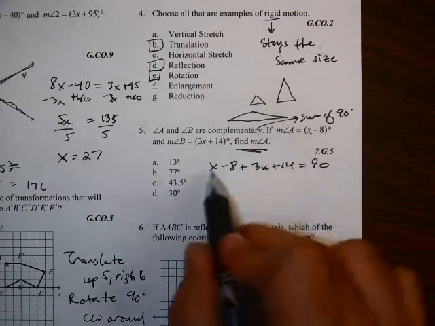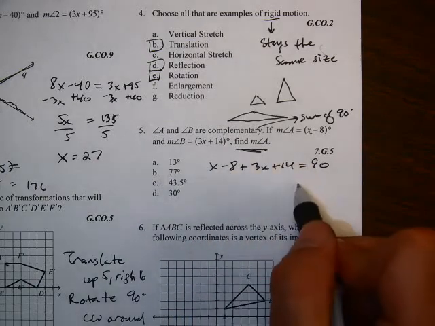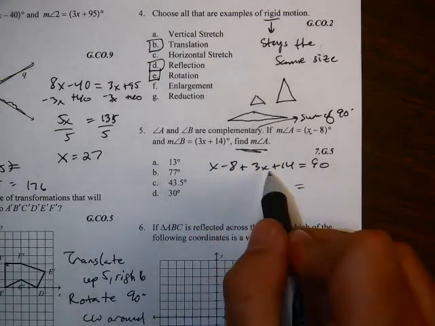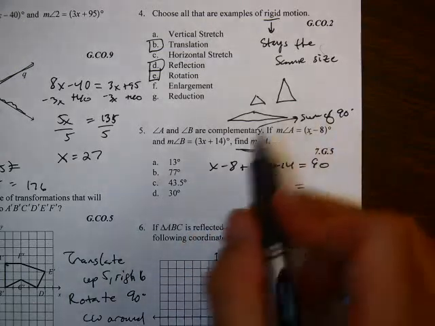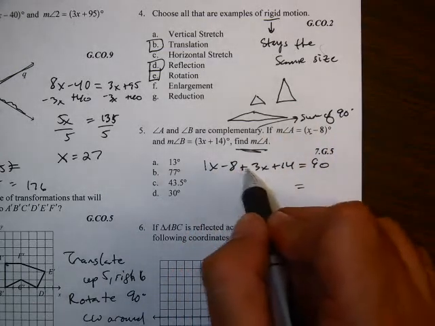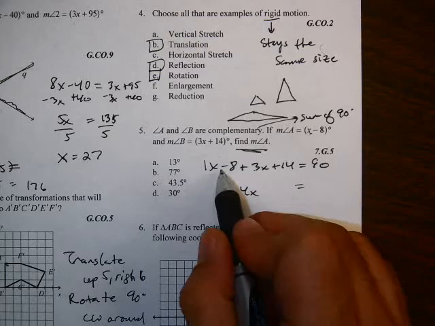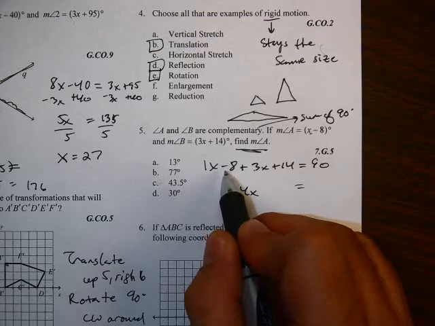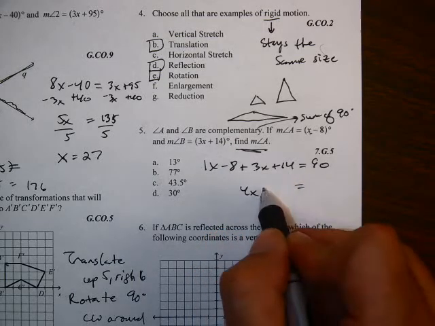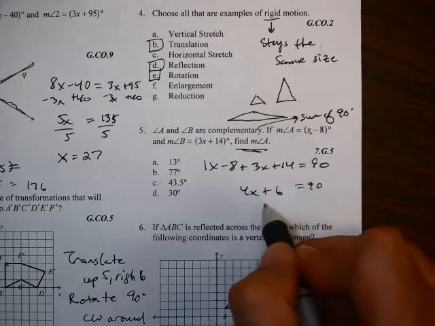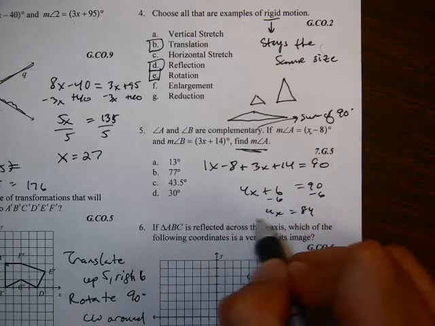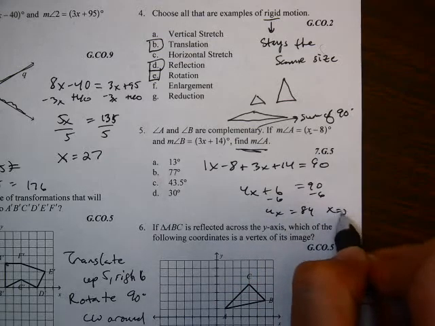Now once I set this up, I'm trying to solve for x. I combine like terms here. And remember, combining like terms, I'm not changing any signs. I have 1x plus 3x is 4x. And then minus, I'm going to treat it like a negative 8 plus 14 is positive 6. Then I'm going to subtract 6 from both sides. I get 4x equals 84. I'm going to divide by 4, and I get x equals 21.